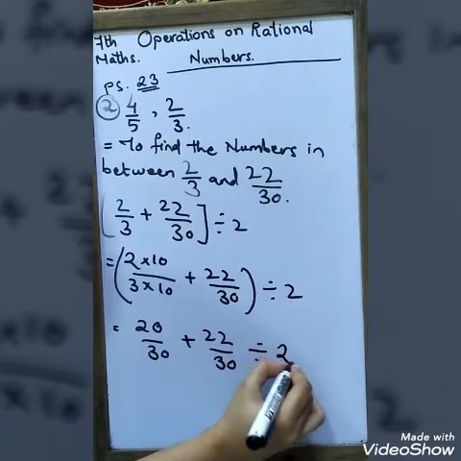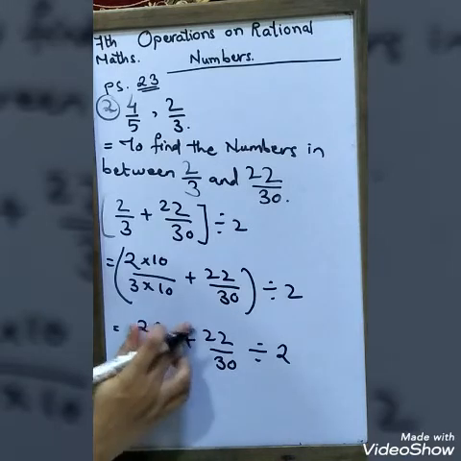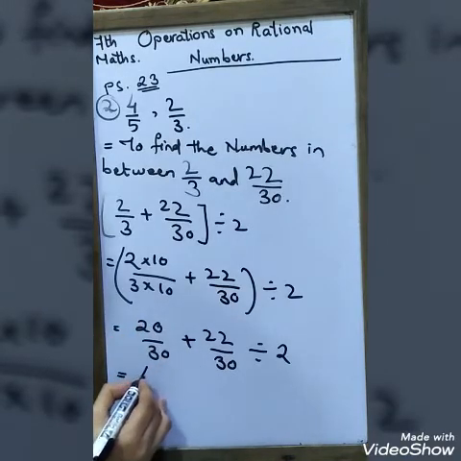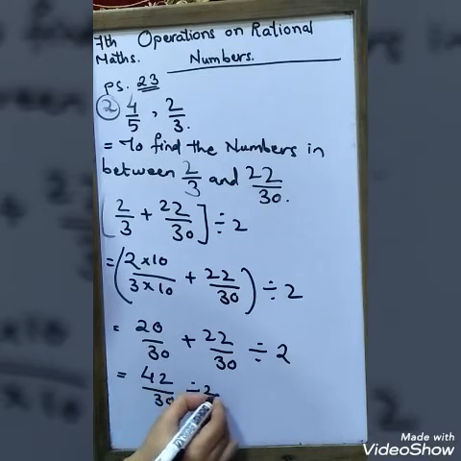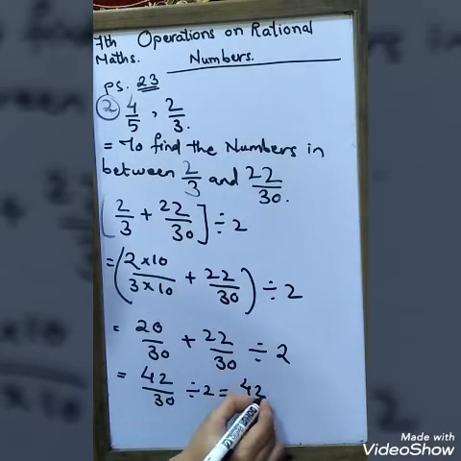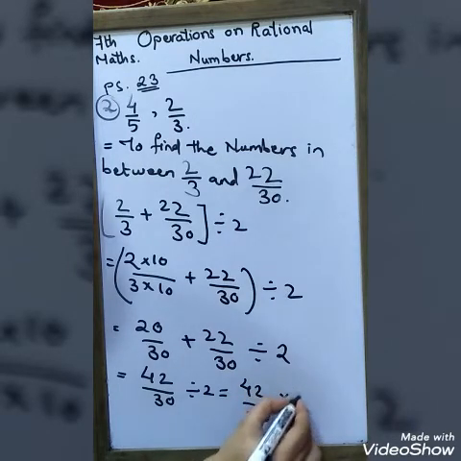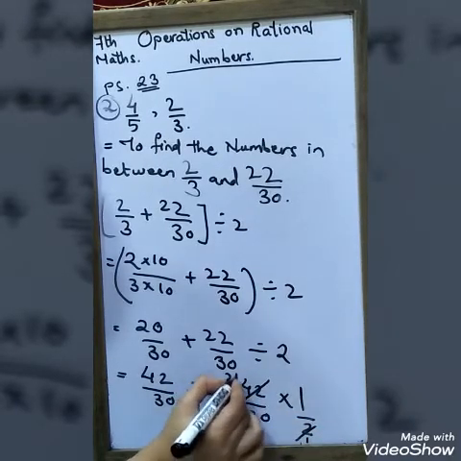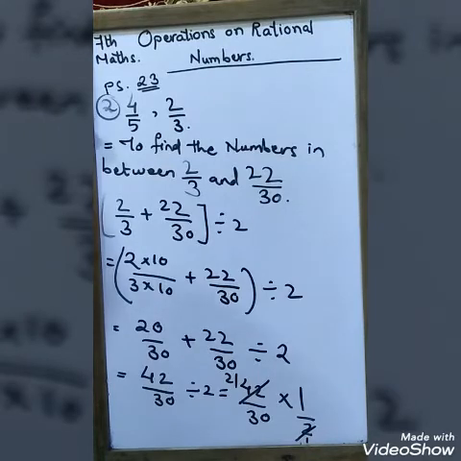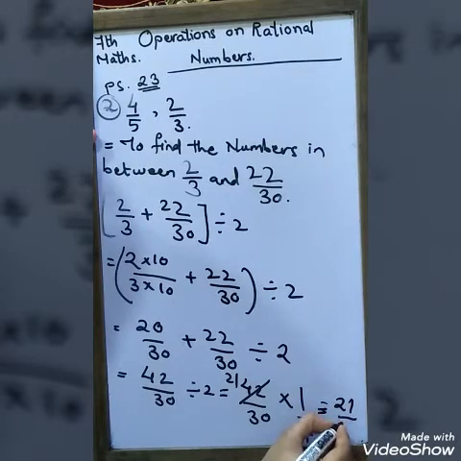So that will give us 2 tens are 20 upon 30 plus 22 upon 30 divided by 2. So here it will be 22 plus 20. It will be 42 upon 30 divided by 2 will be equals to 42 upon 30 into 1 upon 2. So 2 ones are 2, 21 2s are 42. So the answer is 21 upon 30. So this is our third number.